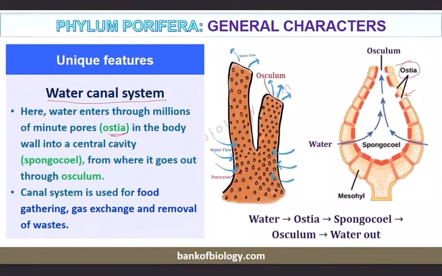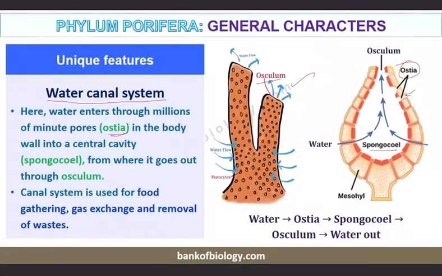Here water enters through millions of minute pores called ostia. See, these are the ostia. This is present in the body wall and leads into the central cavity. And the central cavity is called spongiocele. So the space present inside this is spongiocele.